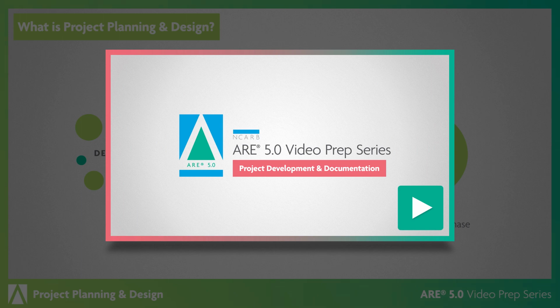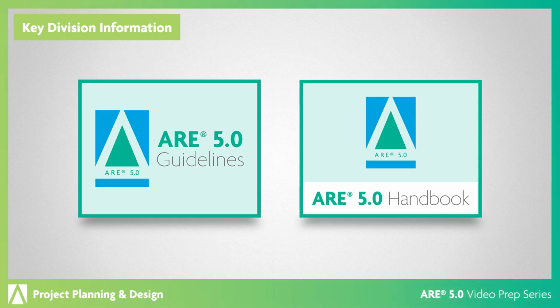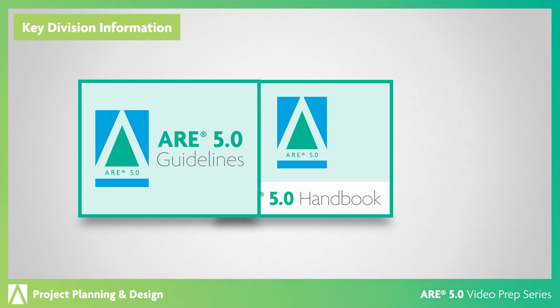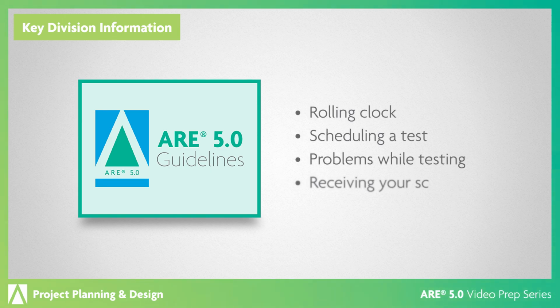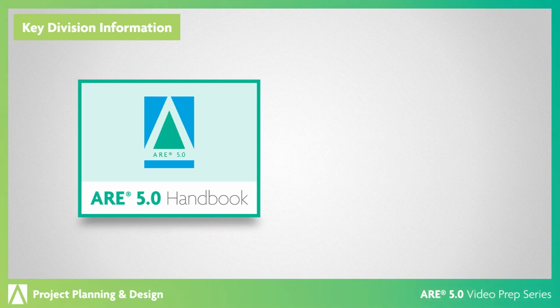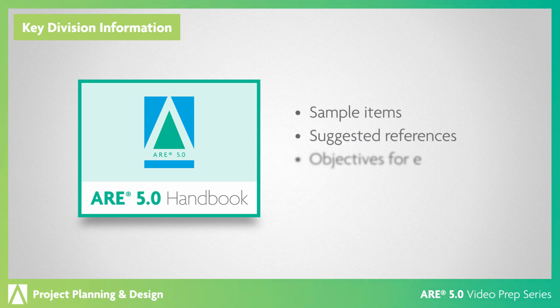Be sure to review the latest ARE 5.0 guidelines and ARE 5.0 handbook, both on the NCARB website. The guidelines contain critical information about ARE 5.0 policies, including the rolling clock, scheduling a test, problems while testing, and receiving your score. The handbook discusses the content of all 6 divisions and includes sample items and suggested references, as well as more information on the objectives for each division.